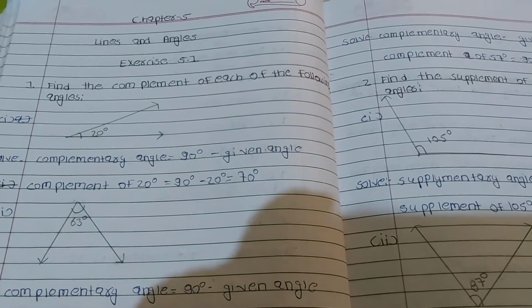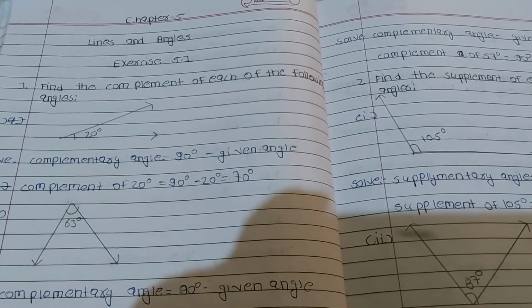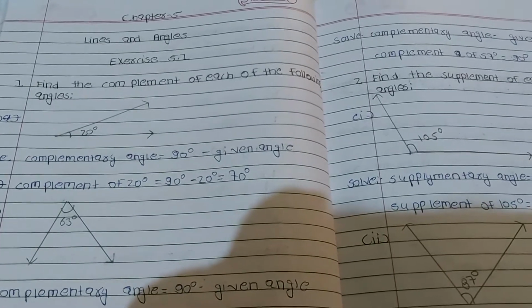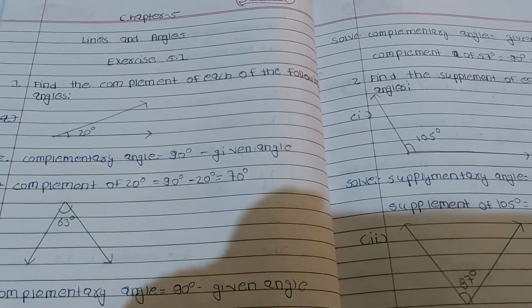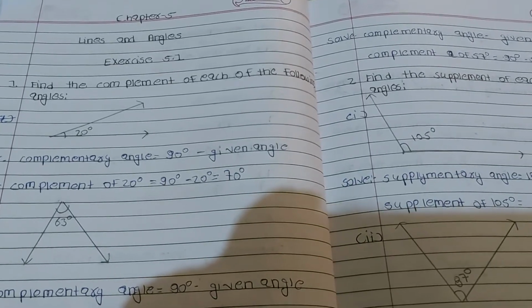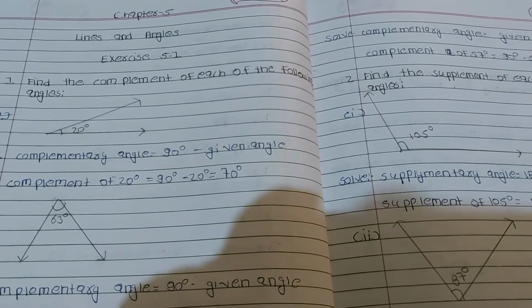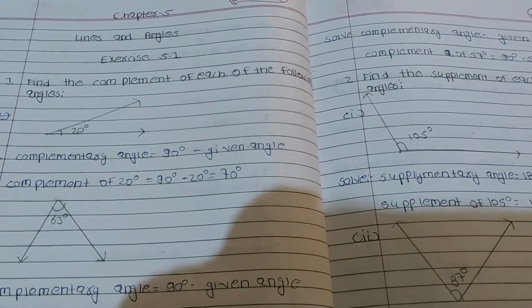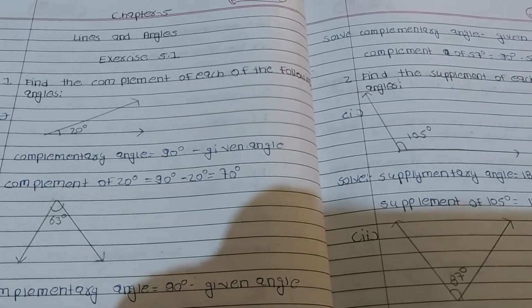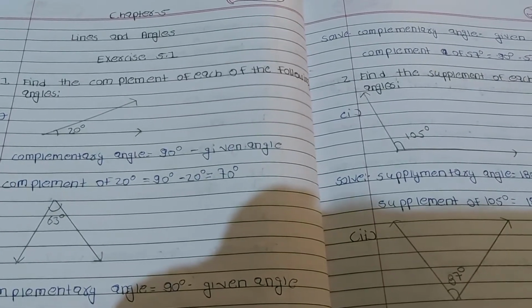In exercise 5.1, question number 1, find the complement of each of the following angles. We have a 20-degree angle. Here, the complementary angle is equal to 90-degree minus the given angle. So we subtract that angle from 90-degree, which is 20-degree. So 90-degree minus 20-degree is equal to 70-degree.